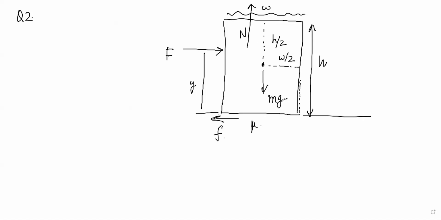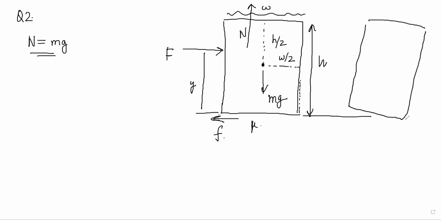Now, if you do the force balancing, we know that the normal force must balance the mg. There are no other vertical forces, so N is equal to mg, right? Now, if the block topples, it will have a shape somewhat like this, and it will topple about this point. It will lose contact here and it will topple about this point. So I will draw my normal force like this, my friction like this, my weight will still be acting from the center, and my force is still acting at that point, which is at a height y, right?